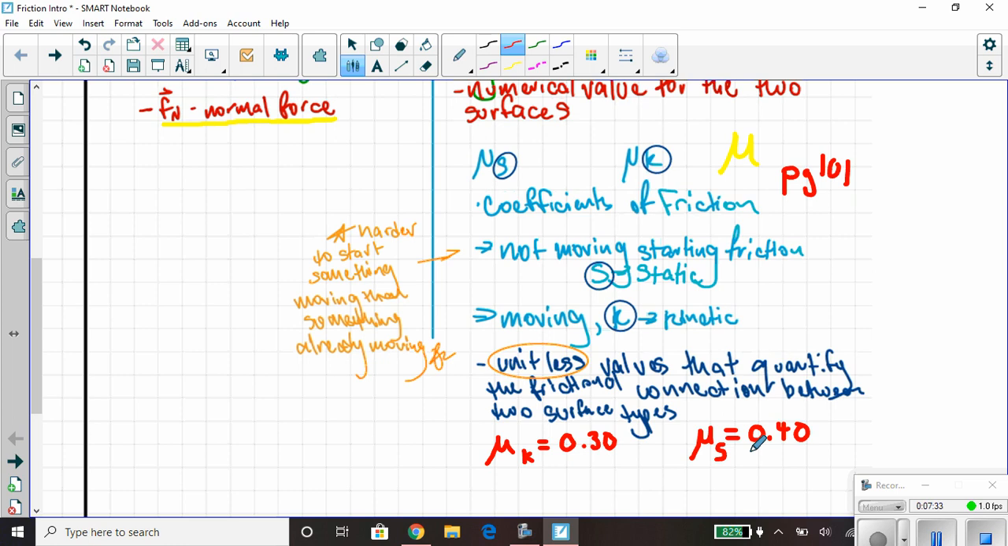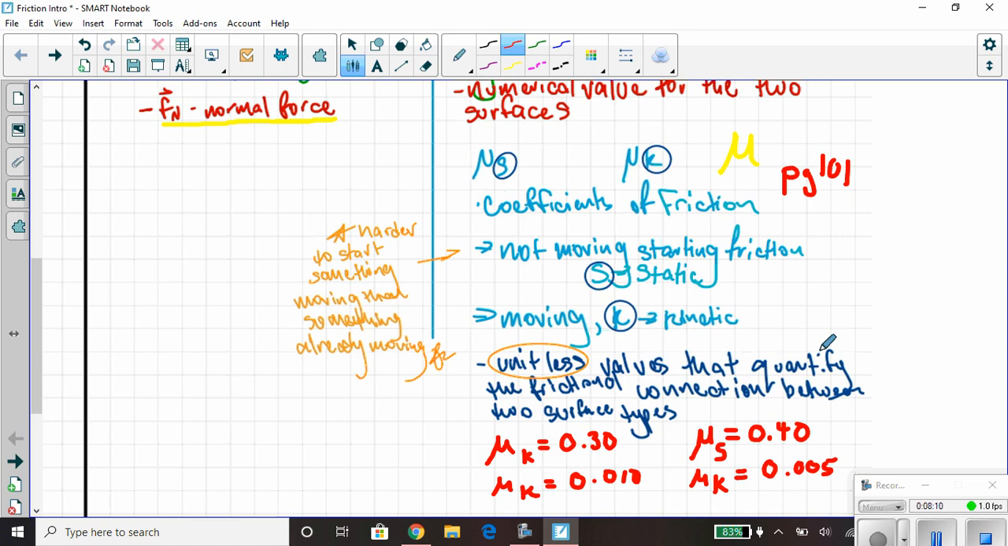And if you see on page 101, it lists a whole list of things. For example, steel on ice has a very low coefficient of kinetic friction. Look how low it is, 0.010. Rubber on ice, a little bit more. So as soon as you change the material involved, it changes how much the coefficient is. So look at that, much smaller there as well.